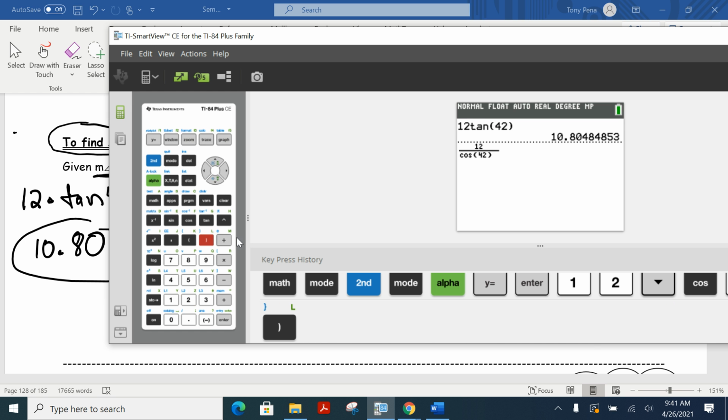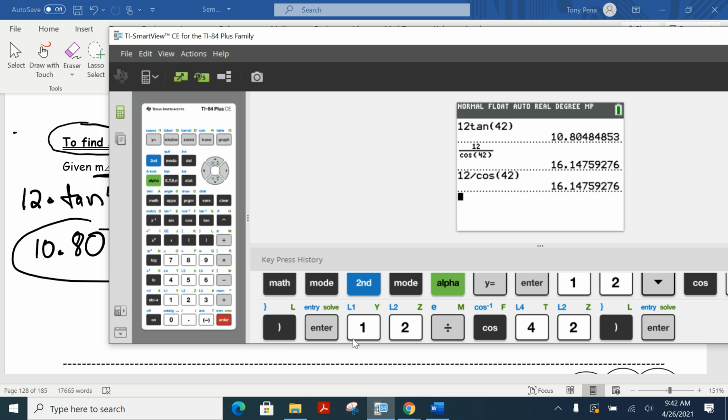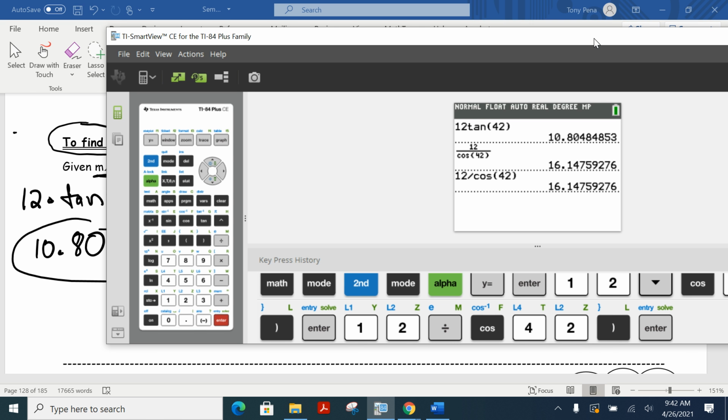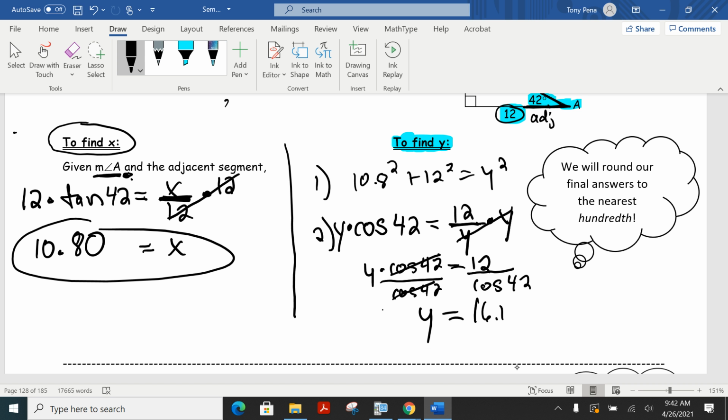If you have an older brother's or sister's calculator that's been in use for a while and you don't have that, you can just do 12, hit the division key, and then do the cosine of 42, and you'll see that it'll give you the exact same answer. All right, 16 point something, then we're going to round it to the hundredths, 16.15. Same thing we would have gotten if you had done the Pythagorean theorem.